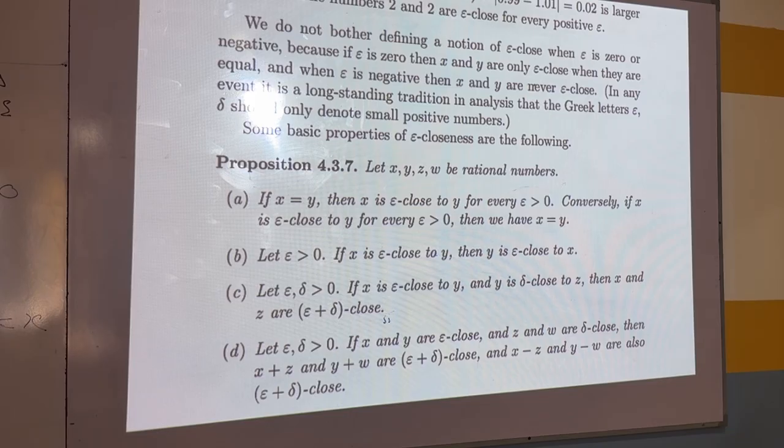Let epsilon greater than 0. If x is epsilon close to y, then y is epsilon close to x, obvious. Let epsilon, delta greater than 0. If x is epsilon close to y, and y is delta close to z, then x and z are epsilon plus delta close, which follows from the definition. Let epsilon, delta greater than 0. If x and y are epsilon close and z and w are delta close, then x plus z and y plus w are, again, they come from the definition.